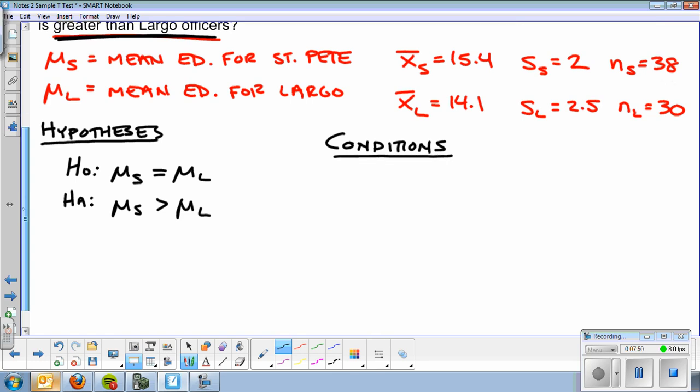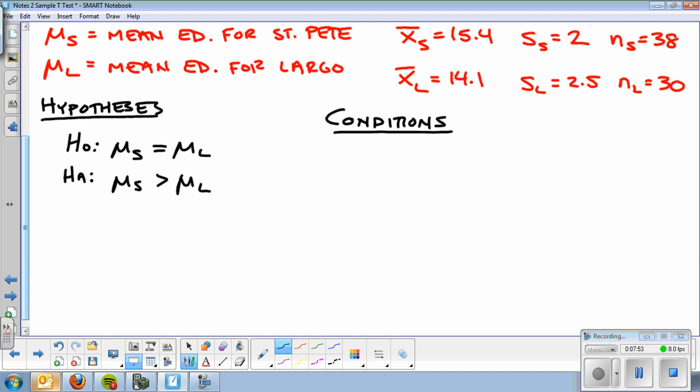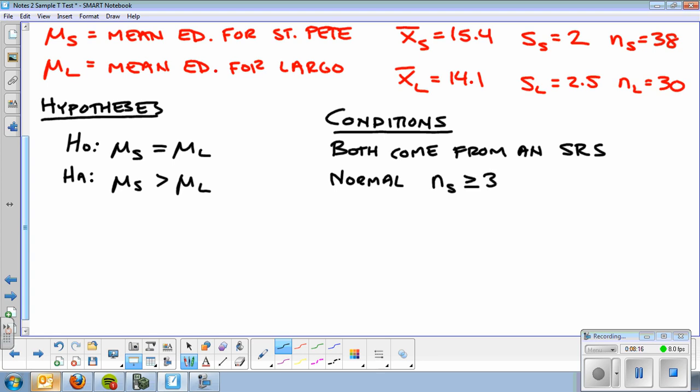Now, these conditions are a little bit more tedious because I have to check both. So, both come from an SRS. That's simple random sample. We have normal, N_S greater than or equal to 30, and N_L greater than or equal to 30. So I really have to check both of those. 38 is greater than or equal to 30, and 30 is greater than or equal to 30. So both of those are okay. The central limit theorem applies.